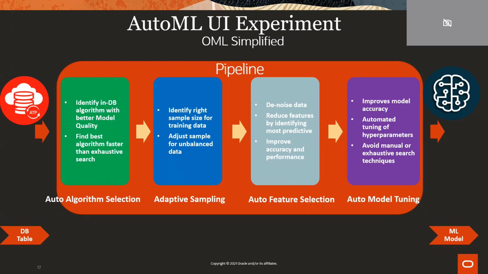It starts with an automatic algorithm selection. It actually picks a nice algorithm for you. It gives you a variety of options, which machine learning algorithm you want to use. And then it does some sampling. If the data is unbalanced, obviously you can take care of that. It will have metrics to detect that kind of unbalanced data and handle it by doing some sampling.